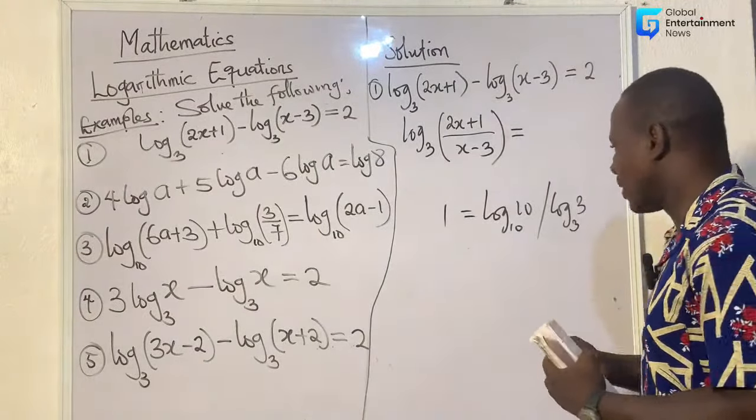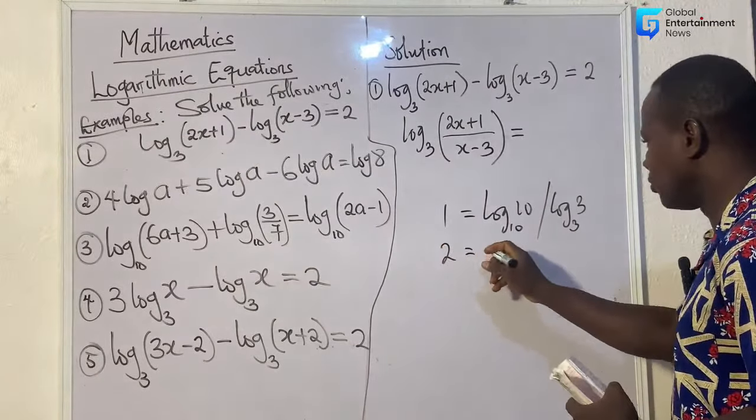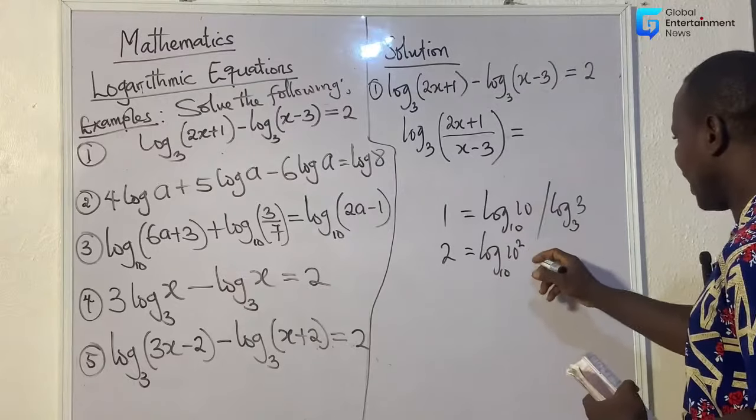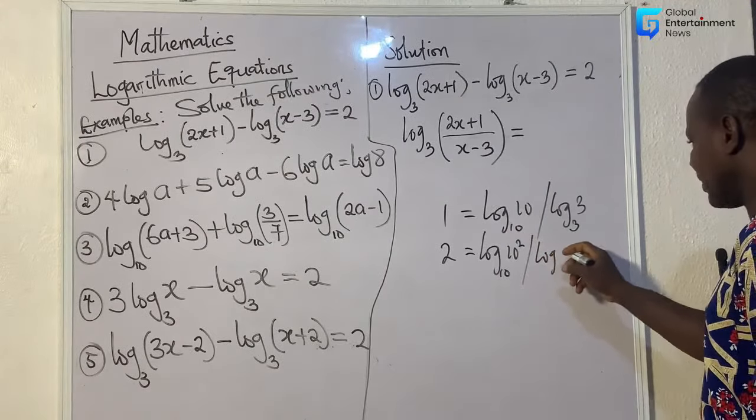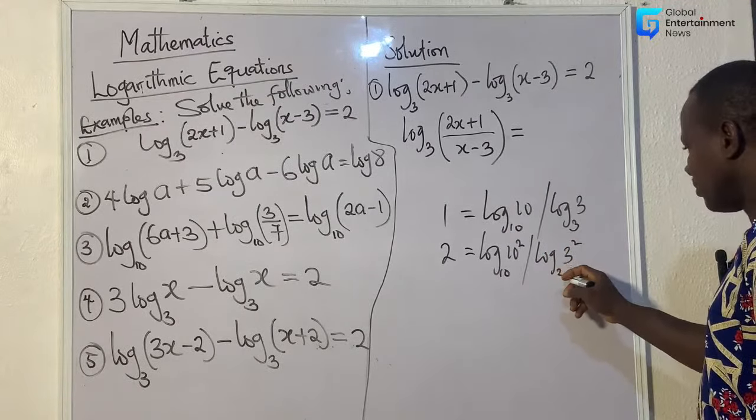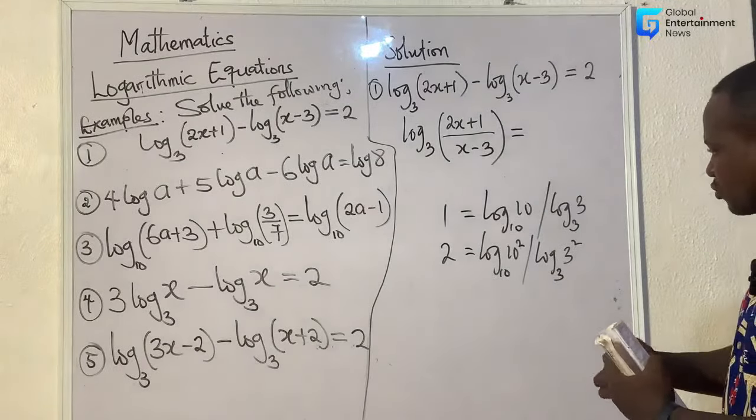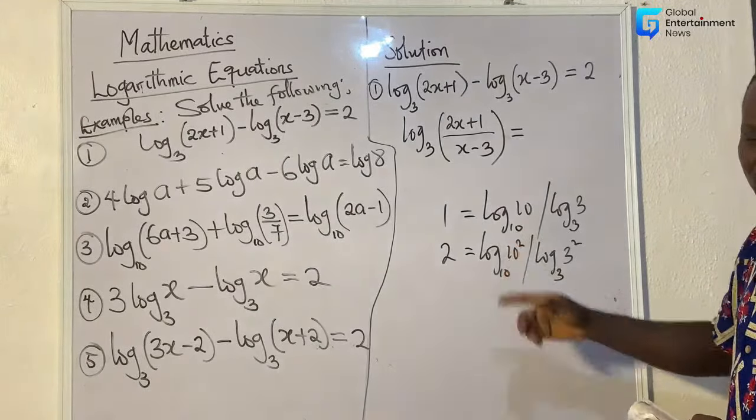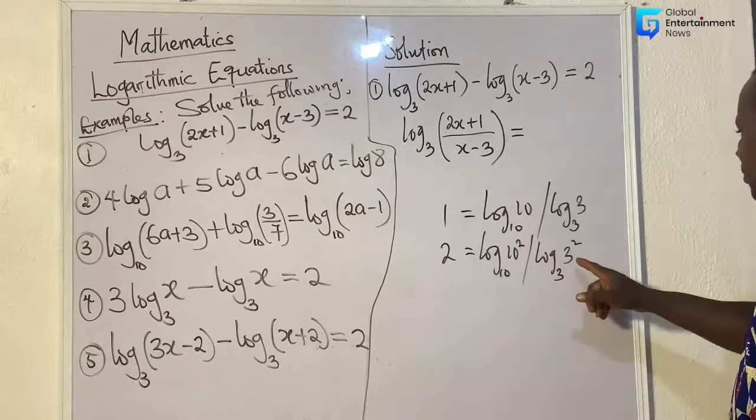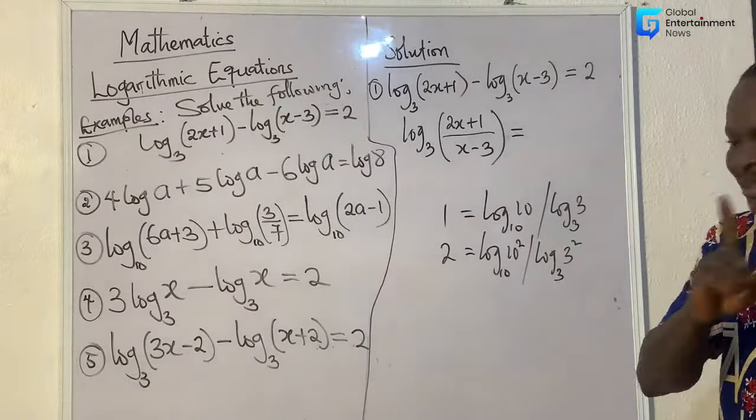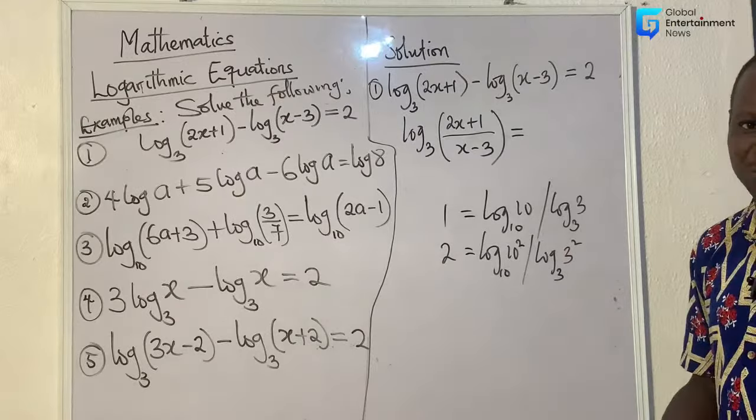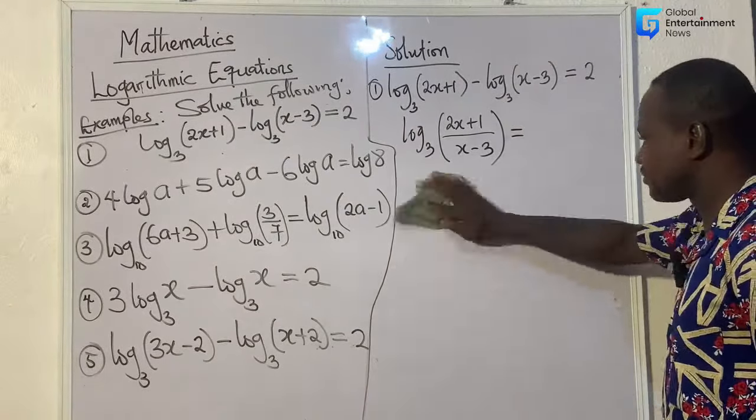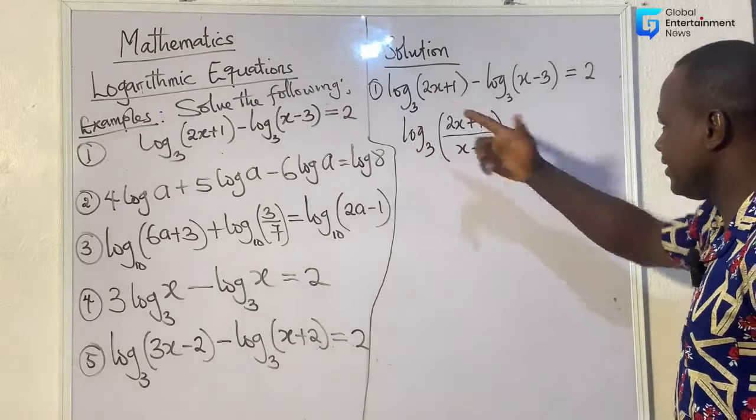So what about 2? If I say 2, 2 means log 10 raised to power 2 base 10, and I can also have log 3 raised to power 2 base 3. Because log 10 base 10 gives me 1, and 1 times 2 is 2. Log 3 base 3 gives me 1, and 1 times 2 is 2. Looking at the base we have here, what base do we have? Base 3.